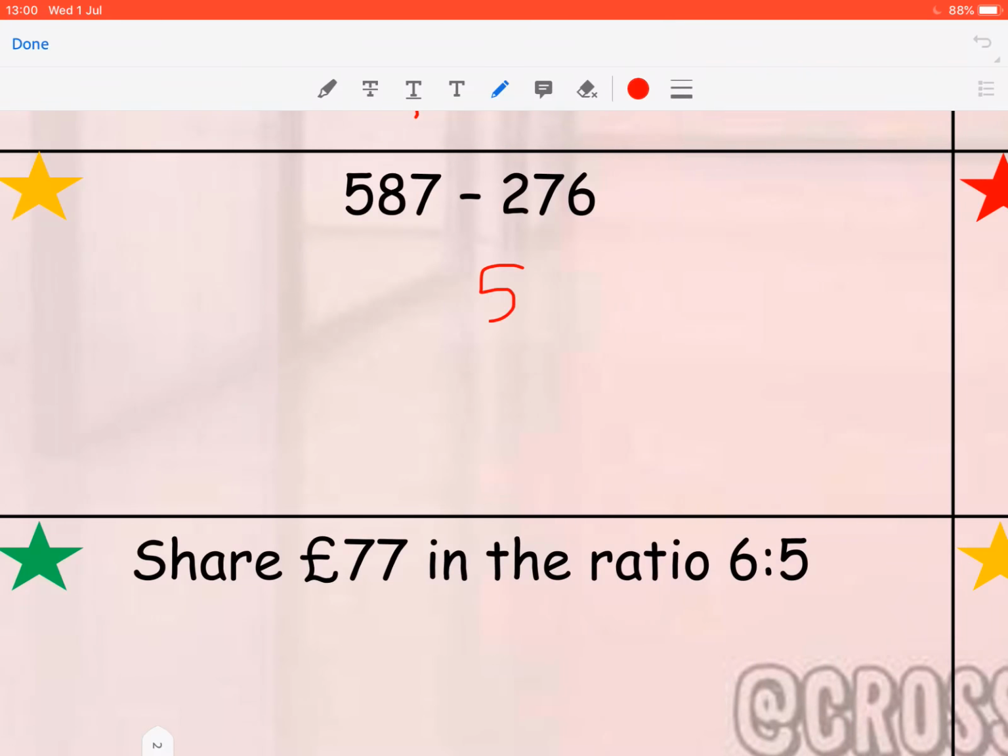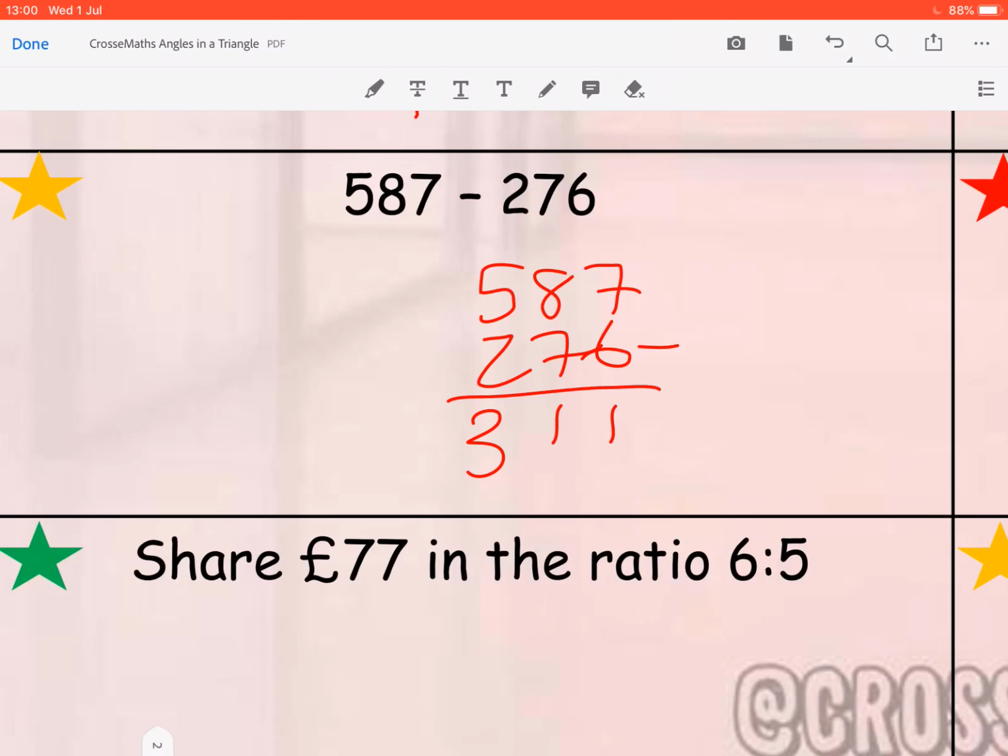587 take away 276. 7 take away 6 is 1. 8 take away 7 is 1, 5 take away 2 is 3.